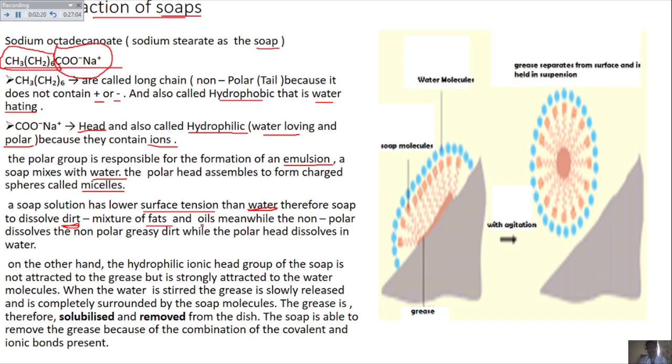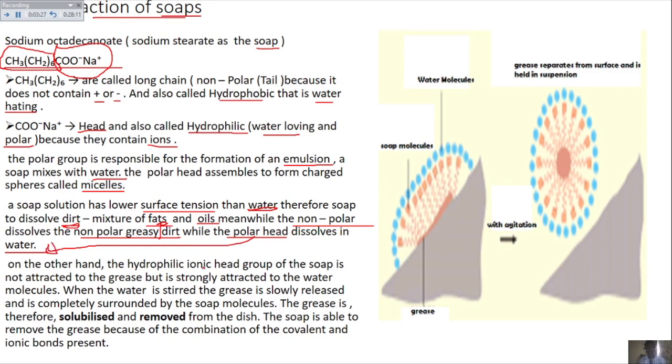Now when you have a mixture of fats and oils, they are not polar. The non-polar part dissolves in non-polar grease, while the polar head dissolves in water. When you have greasy, oily clothes, the oil itself is not polar, and the soap has a non-polar group and equally a polar head. The polar head dissolves in water, while the non-polar tail dissolves in the non-polar greasy dirt.